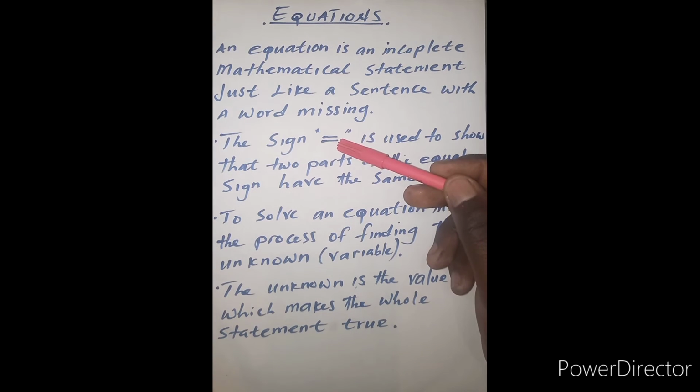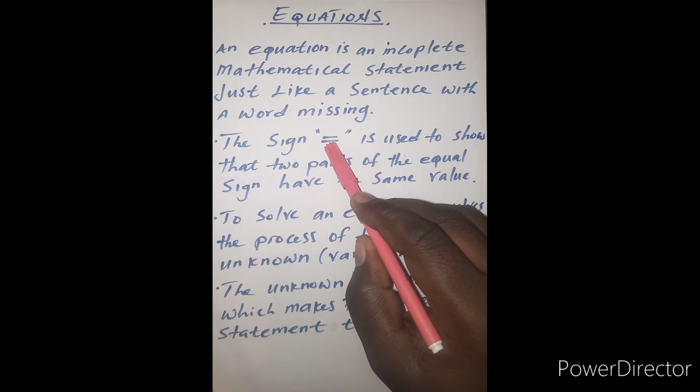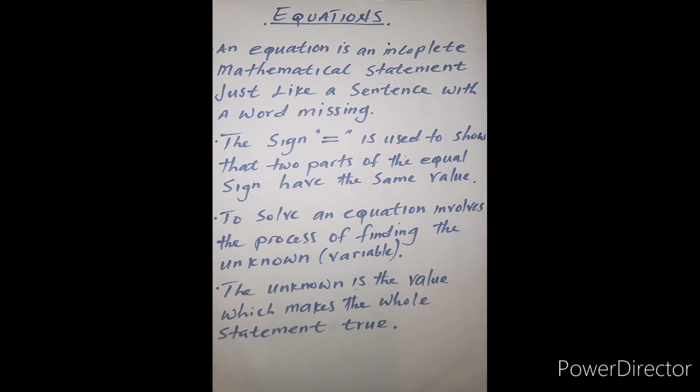And what this sign simply means is that the two parts of the equal sign, that is the left part and the right part, have the same value. They might look different, yes. They might appear to be different, yes. But this sign is saying, even if these two parts look different, they are exactly the same in terms of value.